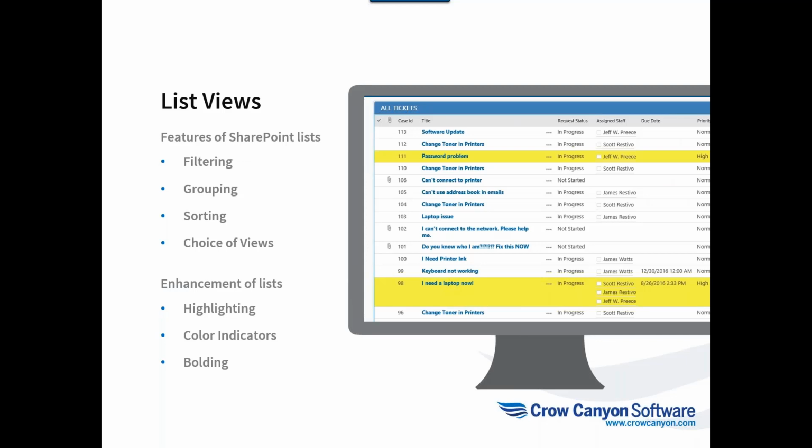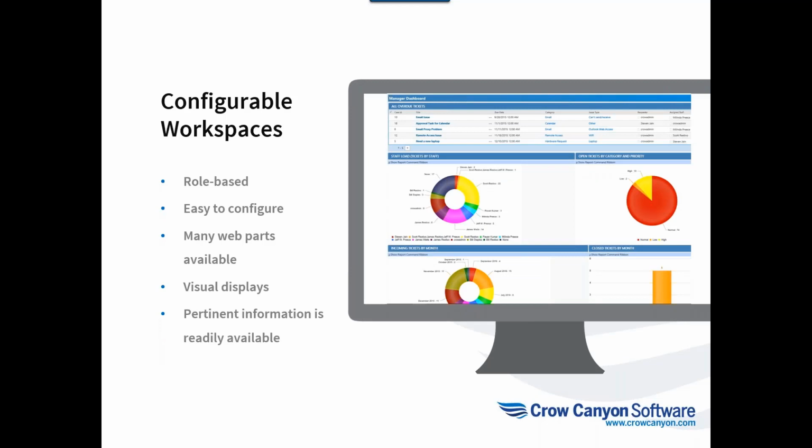There's also how you can manipulate the list views in many different ways that come with SharePoint. We'll go into that. Configurable workspaces, which can show certain information on a SharePoint page with role-based access. They're easy to configure, reconfigure as needed for the particular person or role that's viewing that page. Put different web parts on it. It's very visual, so it's quite an interesting way to work on this immediate kind of reporting style.